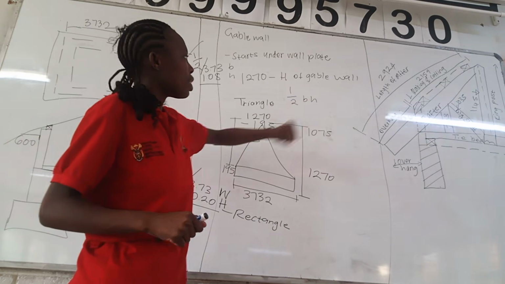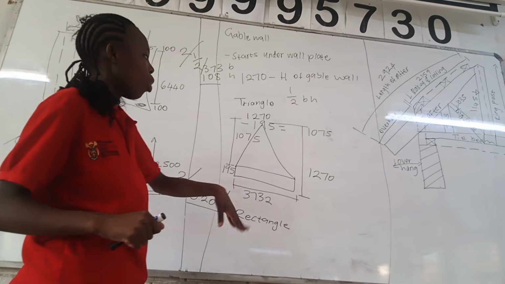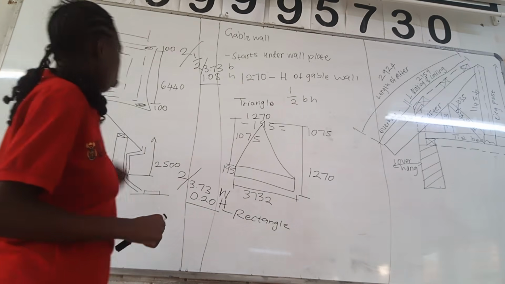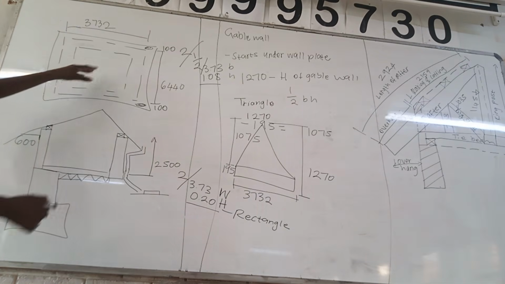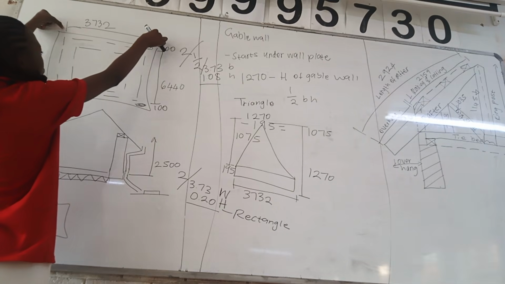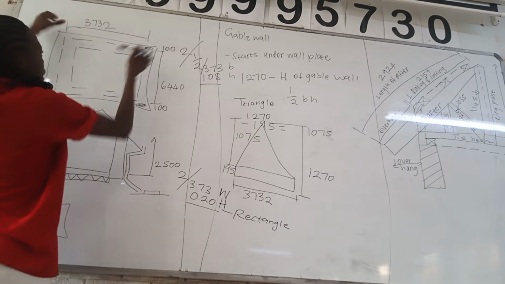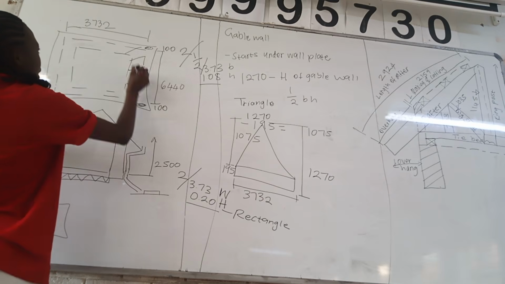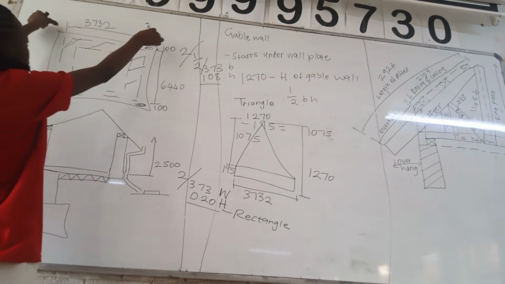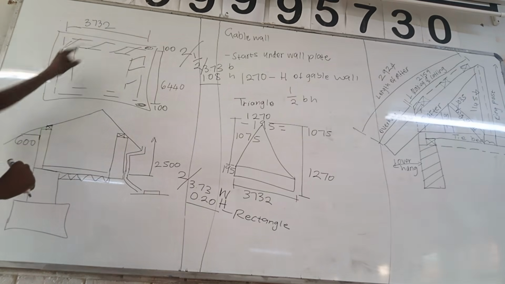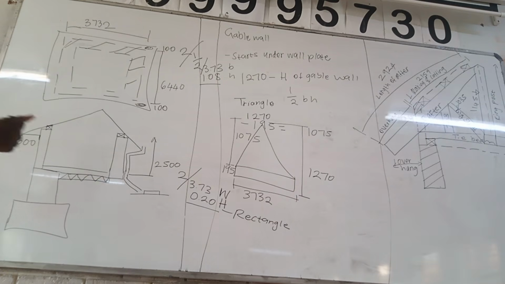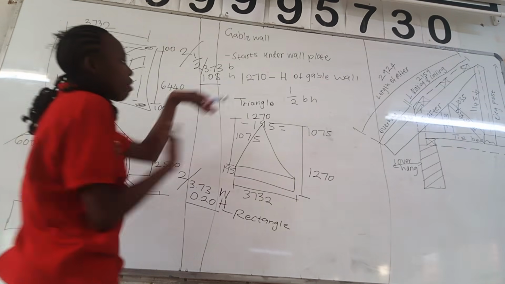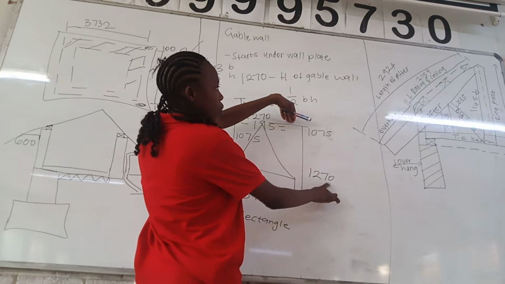So what is our base? That is 3732. Where do we get this 3732? We have a diagram that we are given here. So this 3732, the width that ends where the wall ends, this is our wall. The width that ends where the wall ends is the width of the gable wall. So it's 3732. And then how do we get the height of the triangle? We have the height of the gable wall, which is 1270.